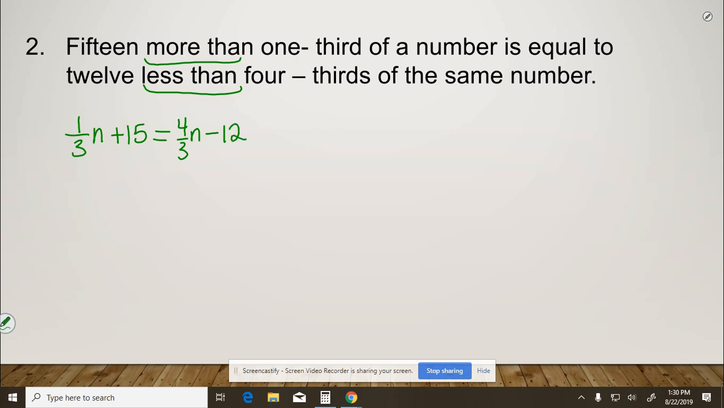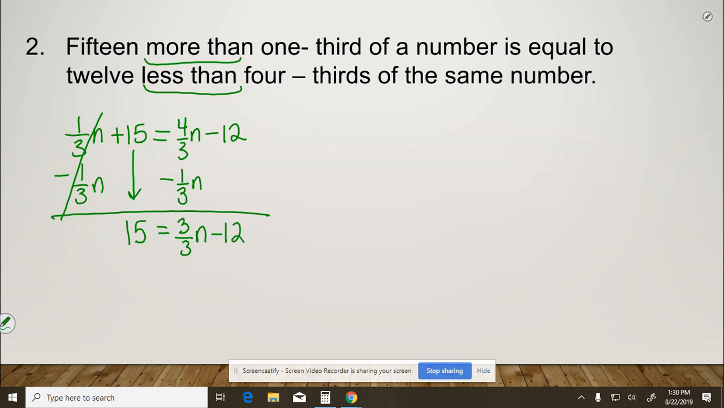Now this problem already has common denominators, which makes it so easy. Obviously 1/3 is less than 4/3, so let's subtract that from both sides. Bring down the 15 equals 4 minus 1 is 3 over 3 n minus 12. Now, hopefully, you know any number over itself is a whole number. So this is really 15 equals n minus 12. I don't need the 3 over 3. So all I have to do is get rid of the constant. Opposite of subtracting 12 is adding 12. So my final answer is n equals 27. Done. All right, let's take a look at what we have next.